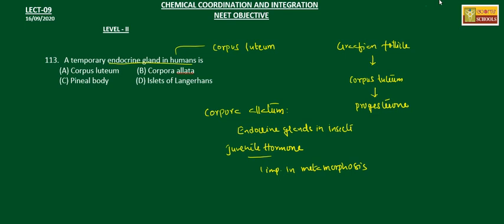Here, the pineal gland. We know the pineal gland is present all the time, and the islets of Langerhans, part of the pancreas, are also present all the time. They are not temporary glands. So the right option is B. I'm sorry, the right option is corpus luteum, so that is option A. Option A, corpus luteum, is the right option.